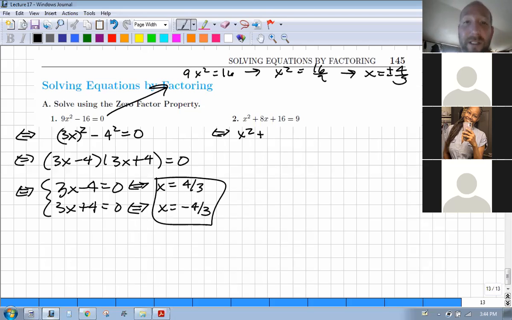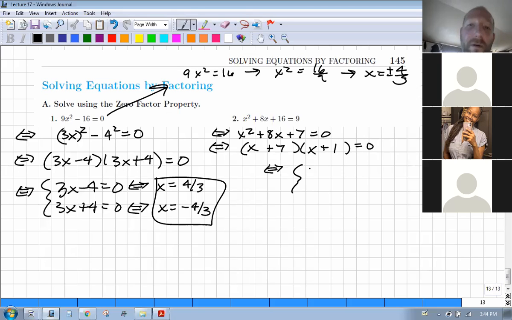So this one over here, we need to put in standard form. If we subtract 9 from both sides, we would get that, right? 16 minus 9 is 7. Yeah. So to factor this one, we can eyeball it. We need an x and an x to give us the x², and a 7 and a 1 to give us the 7, but they add to give us the 8.